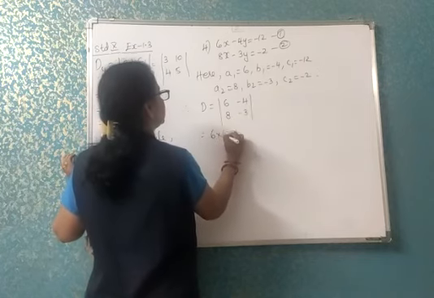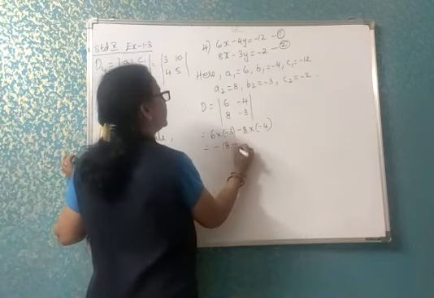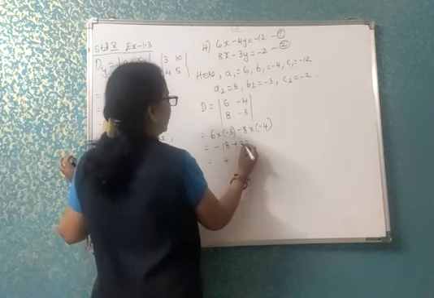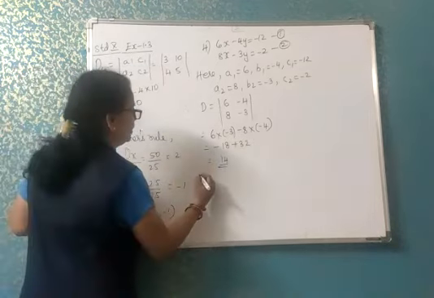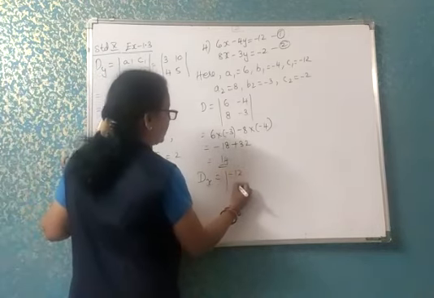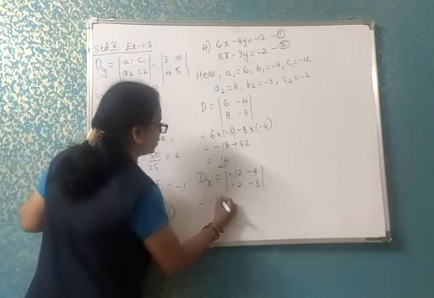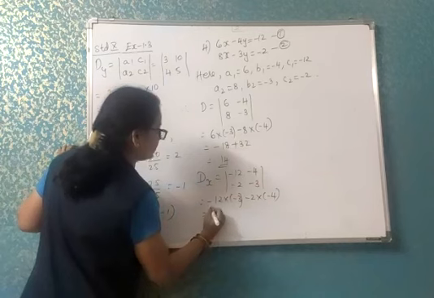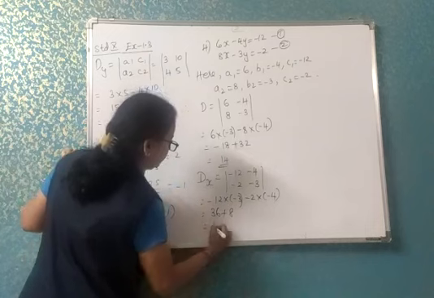So it will be 6 into minus 3 minus 8 into minus 4, which is equal to minus 18 plus 8 4s are 32. So 32 minus 18, 14. Since it is the bigger number, so the answer will be 14. Next, dx formula is C1, C2, B1, B2. That is minus 12, minus 2, minus 4 and minus 3, which is equal to minus 12 into minus 3 minus minus 2 into minus 4. Minus into minus, it will be plus 36, minus into minus plus 2 4s are 8, which is equal to 44.